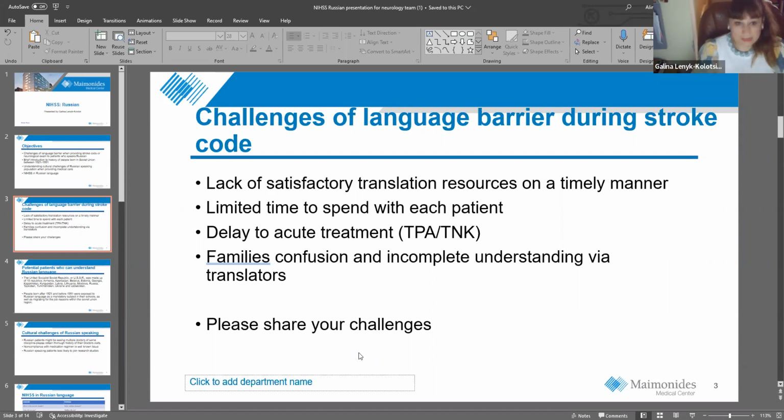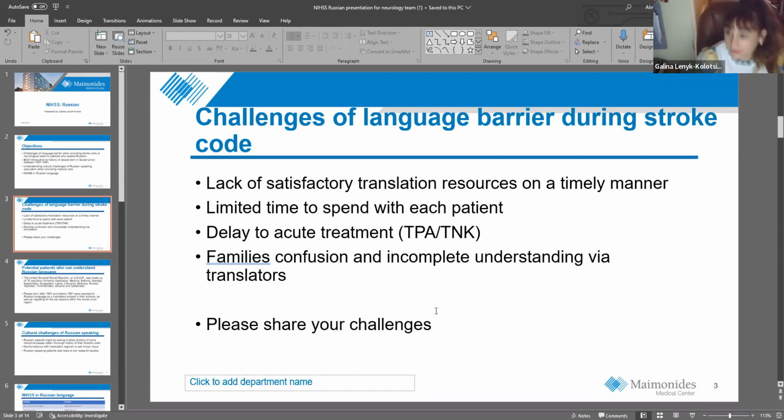Then another challenge is the limited time to spend with each patient. If we're rushing, we have another consult to see, another code to see, and a lot of patients. So you cannot really spend that much time, because the translation sometimes doesn't get translated well, even with translators. By the time the patient hears it, by the time they relay the message, it takes time. And then, of course, families' confusion and incomplete understanding through the translators.